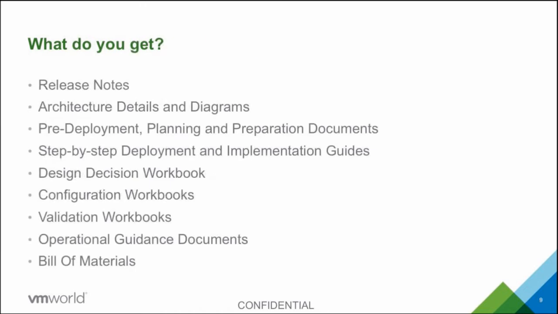So what do you get when you deploy or you want to deploy VMware Validated Design? So the VMware Validated Design consists of multiple documents. Key documents are, for example, the design decision workbook, because that one contains all the important choices you make for their platform. Also really important are the architecture details and design. So that is how the whole platform is going to look like.